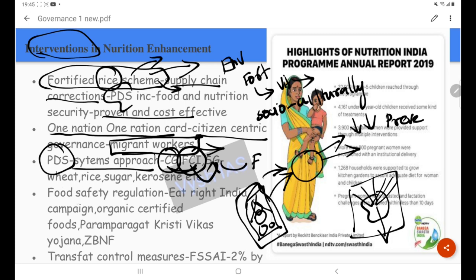Then not only do supply chain corrections need to be done, the supply chain safety also has to be ensured by the state, because safety is becoming a major factor in this world. We are concerned about pesticides and toxic kinds of food. So food safety regulation becomes important. Here you can mention the Eat Right India campaign.